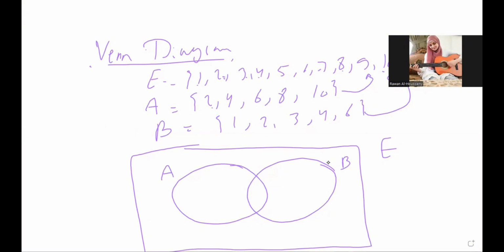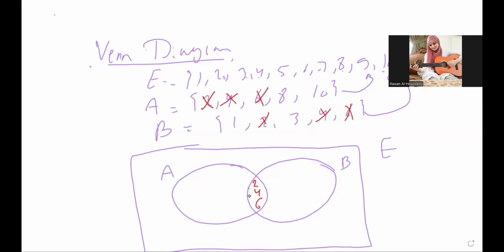For example, in this example, what do I have that is common between A and B? We have 2 as a common number, so I will write 2. We also have 4 as a common number, so we write 4. We have 6 as a common number, so we write 6 in the common area.